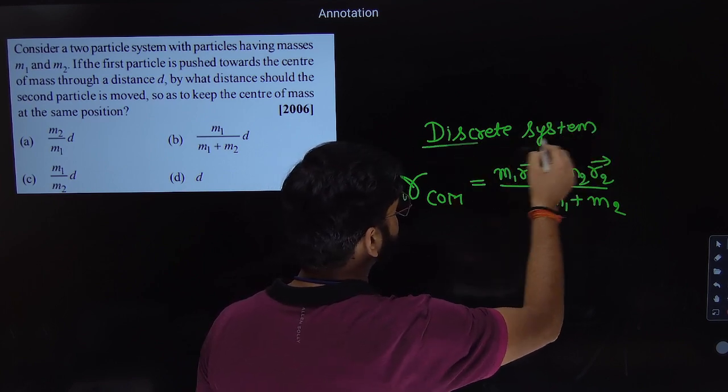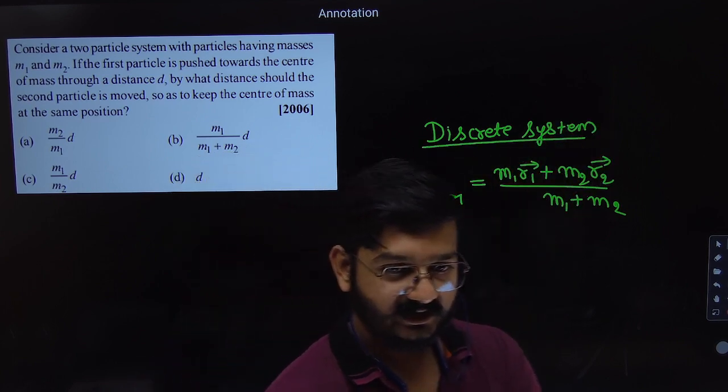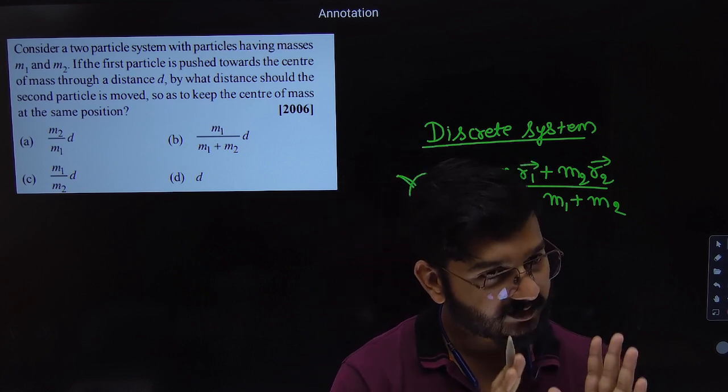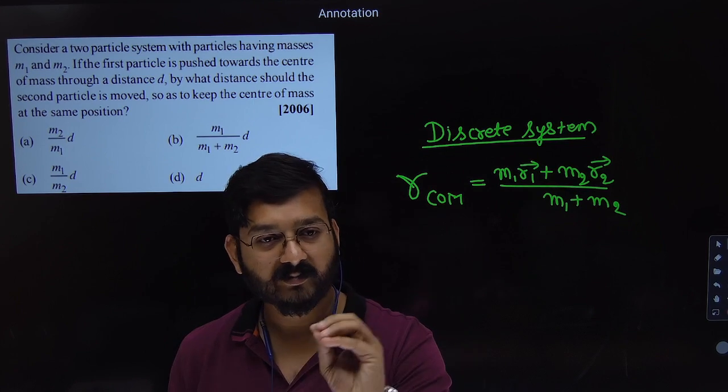What is the meaning of discrete system? Discrete system means the number of particles in the system is less. I'm not telling you the exact definition, I'm telling you what you need. Discrete means the number of particles is less.